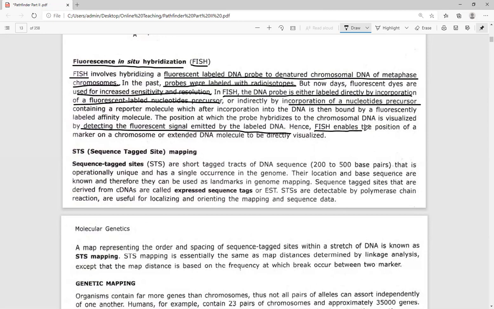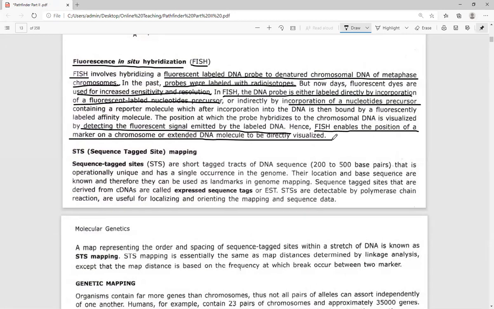Fluorescence in situ hybridization enables the position of a marker on a chromosome or extended DNA molecules to be directly visualized. So, it is a technique that can be used to visualize a particular DNA molecule within an array of chromosomes. Within the chromosomes, you can visualize the DNA molecule through the fluorescence in situ hybridization technique.